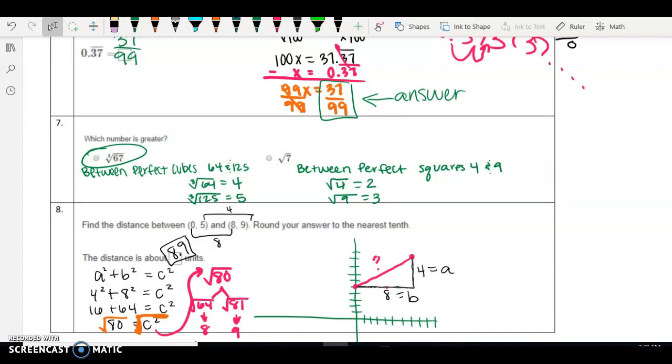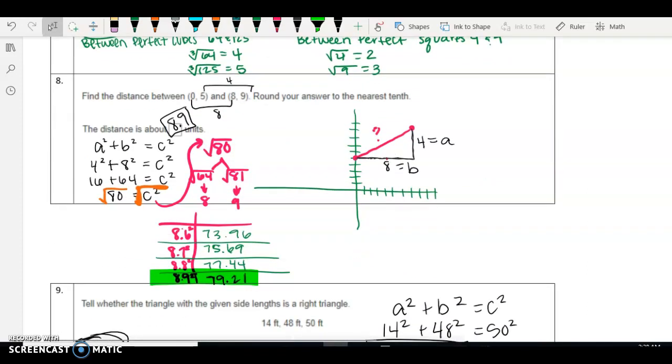The square root of 7 is between the perfect squares of 4 and 9, and so when I take the square root of 4, I get 2. When I take the square root of 9, I get 3. So I know that this one is going to be 2 point something, and this will be 4 point something. And so that is why the bigger one is the cube root of 67.